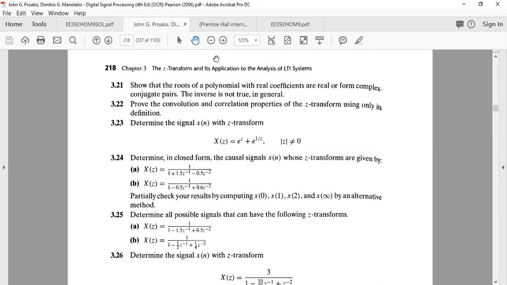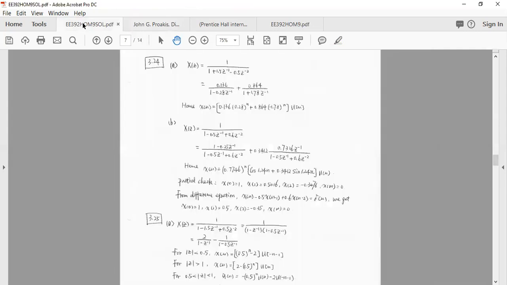Question 3.24: determine in closed form the causal signal x of n whose Z transforms are given. These are the Z transforms that are given over here, A and B. We can see that part A can be rewritten using partial fraction decomposition, and then we perform the inverse Z transform to get the causal signal.